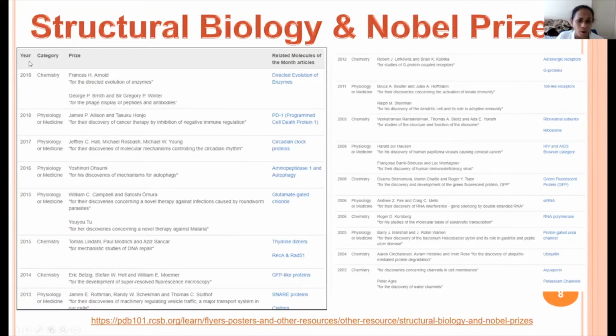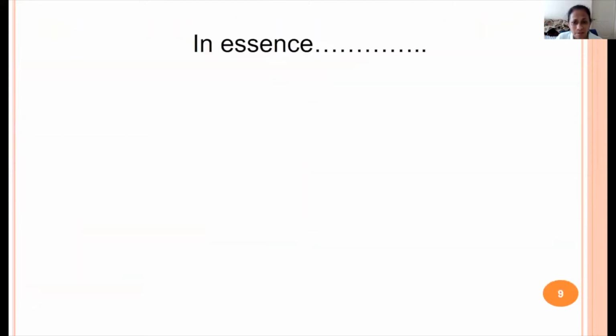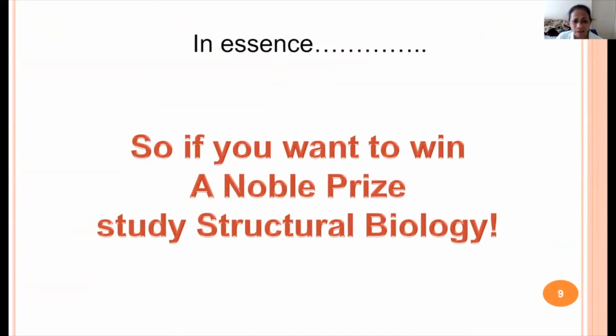Now, these are all the different Nobel Prizes that people have won for structural biology. And you can see almost every other year, there is a Nobel laureate who has solved the structure of something. So this just tells you how important structures are, right? Without structures, understanding function is hard, right? In essence, if you want a Nobel Prize, study structural biology, right?